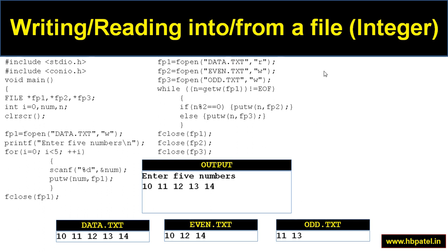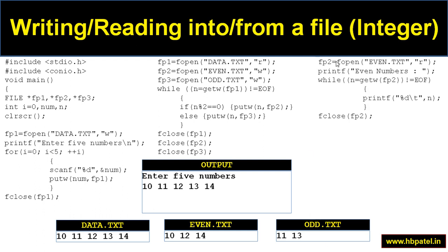Now in the last part of this program, I'll be reading all these contents from even and then odd. This is simple. First I'm opening even.txt, but now in read mode. Earlier it was write mode, because we wrote something into this file. So now let us open the file in read mode, and then the same statement n equal to getw, but from fp2, and just keep on reading and printing. So what we are going to get is 10, 12 and 14. It will print the even numbers.